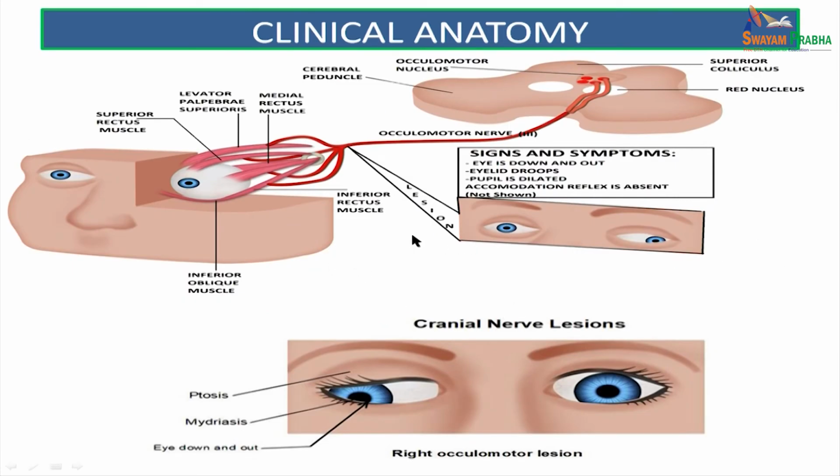So, this is how the presentation is when the oculomotor nerve, as it is supplying all the extraocular muscles, when all these muscles are paralyzed, there is no proper strength to keep the eyeball in the socket. So, there is proptosis, and because of the unopposed action of the lateral rectus and the superior oblique, the eye is down and out. This is how is the presentation of the oculomotor nerve lesion, accompanied by the ptosis, and there is mydriasis because of the paralysis of the sphincter pupillae muscle. So, there is dilatation of the pupil that is seen.